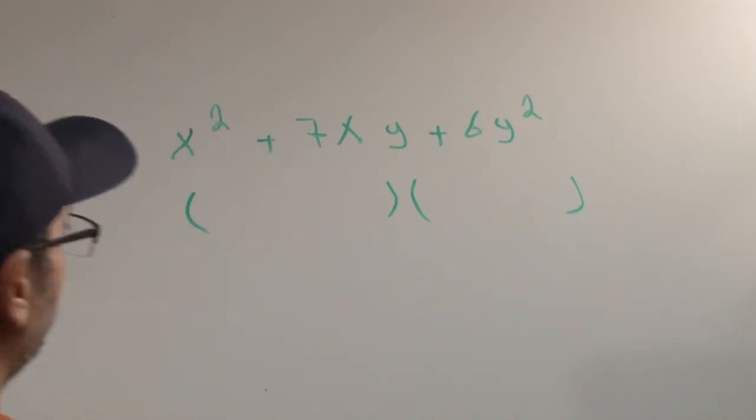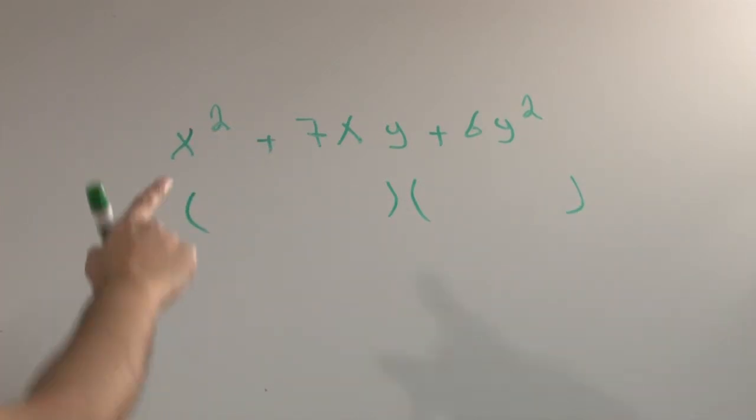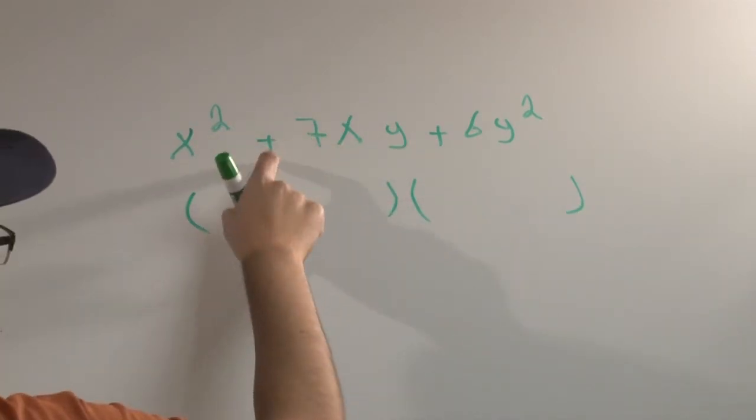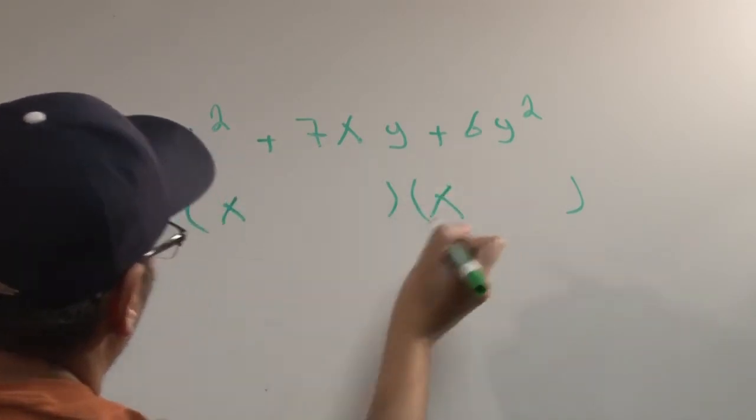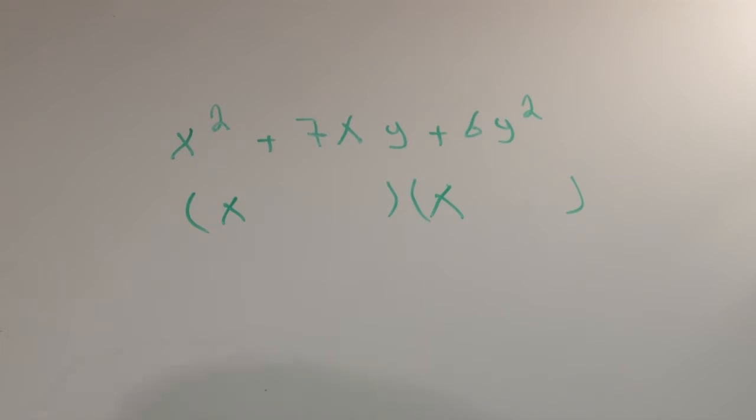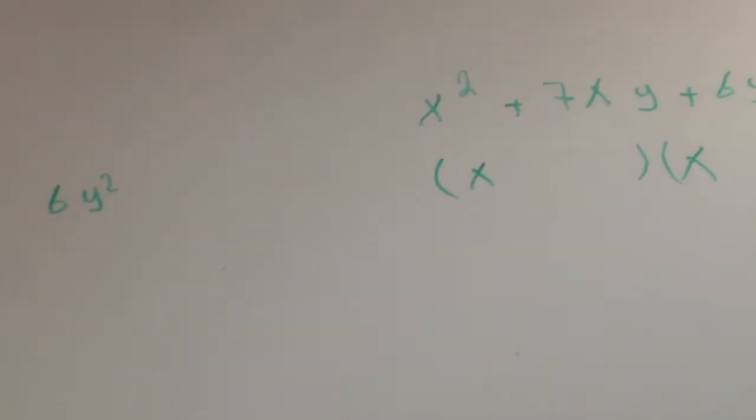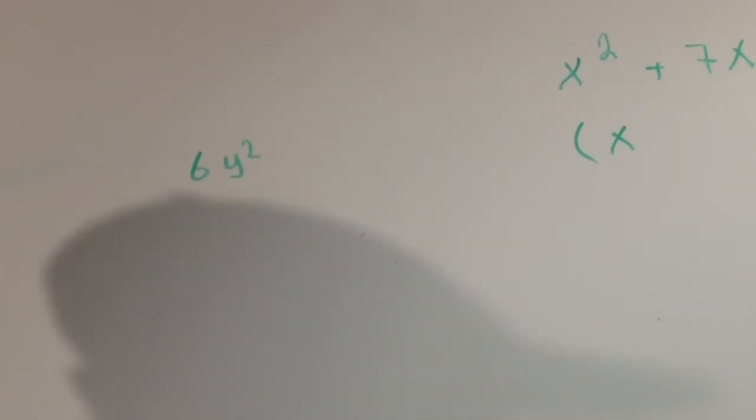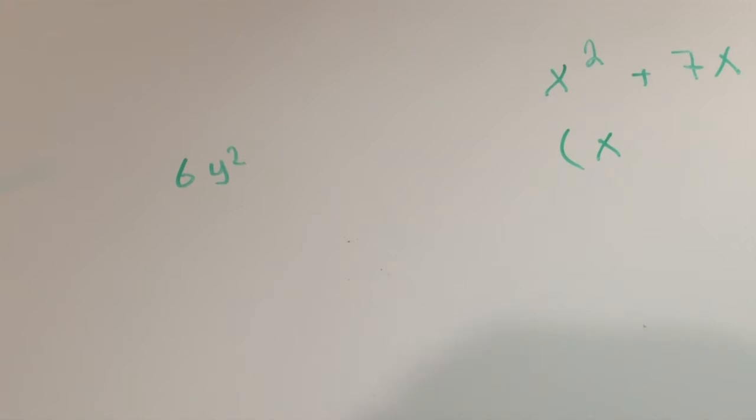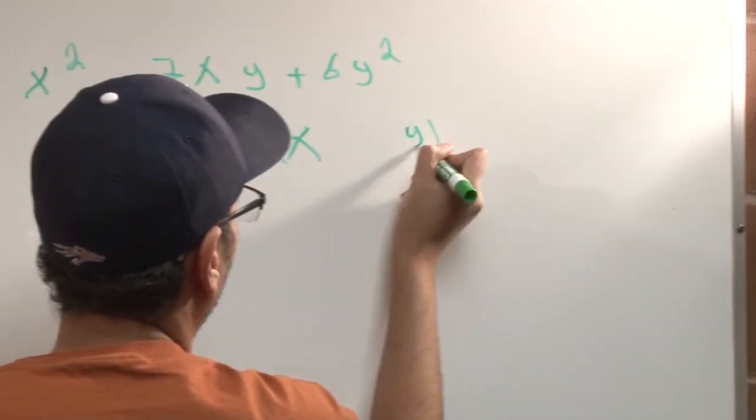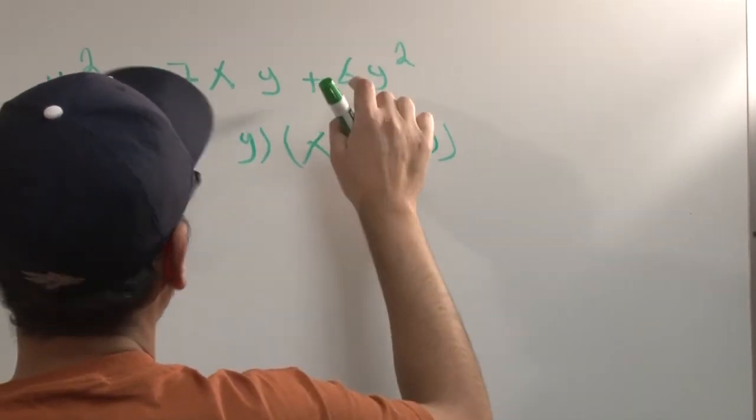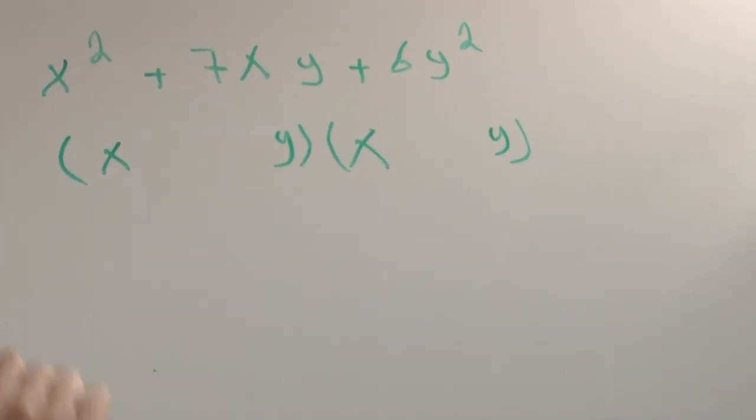Two parentheses. This is positive. First of all, this is here, it's positive. So here is x and x. 6y squared. If you want my idea, distribute y squared like y and y. So put y here and y here. And now we're working on the coefficient.